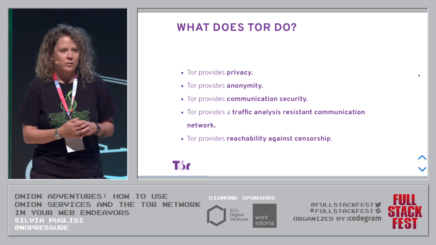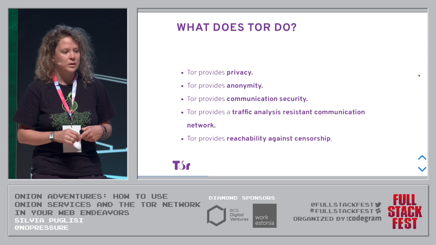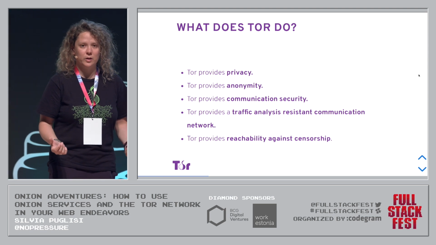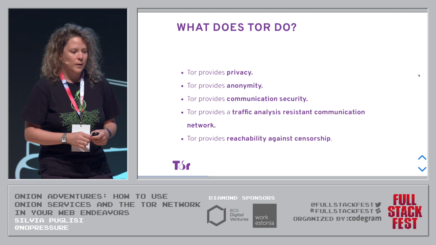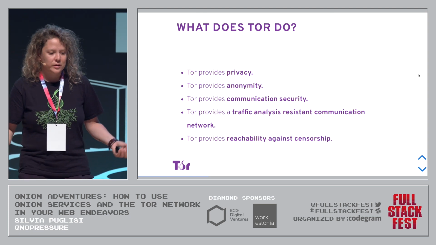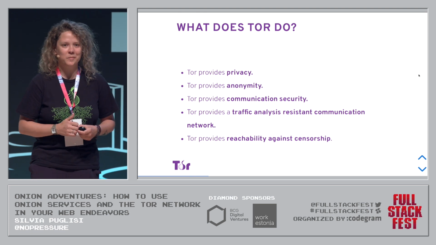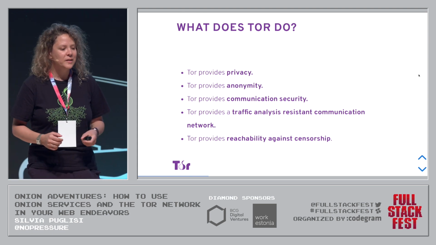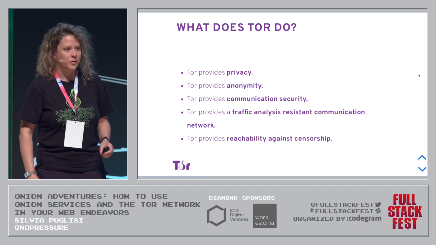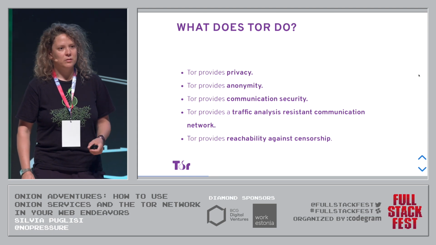So we said Tor provides privacy for its users, provides anonymity. We can also say, and it's always the same thing, it also provides communication security. And if you want to look at it in a more technical way, it provides a traffic analysis-resistant communication network. That's the long definition, in a way. But for many people that use Tor, especially in difficult parts of the world, it's just reachability, or it's the possibility to read the news.